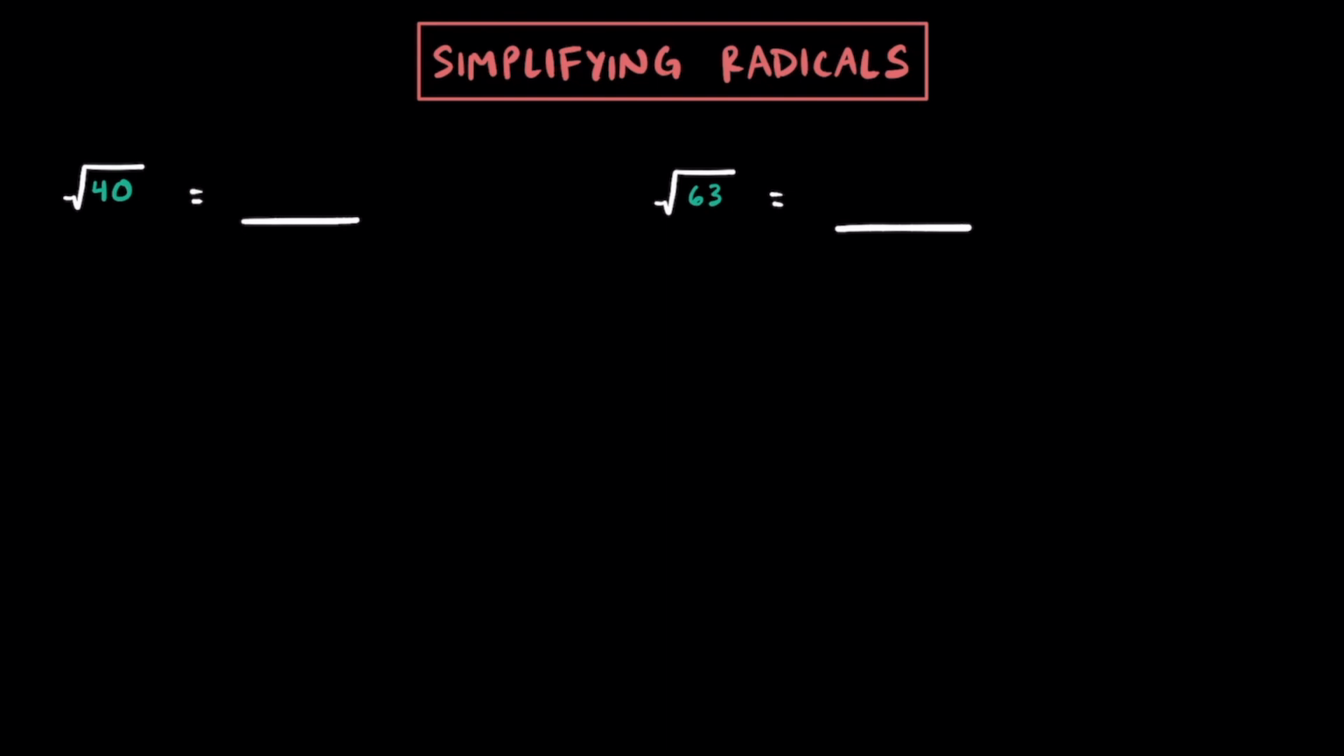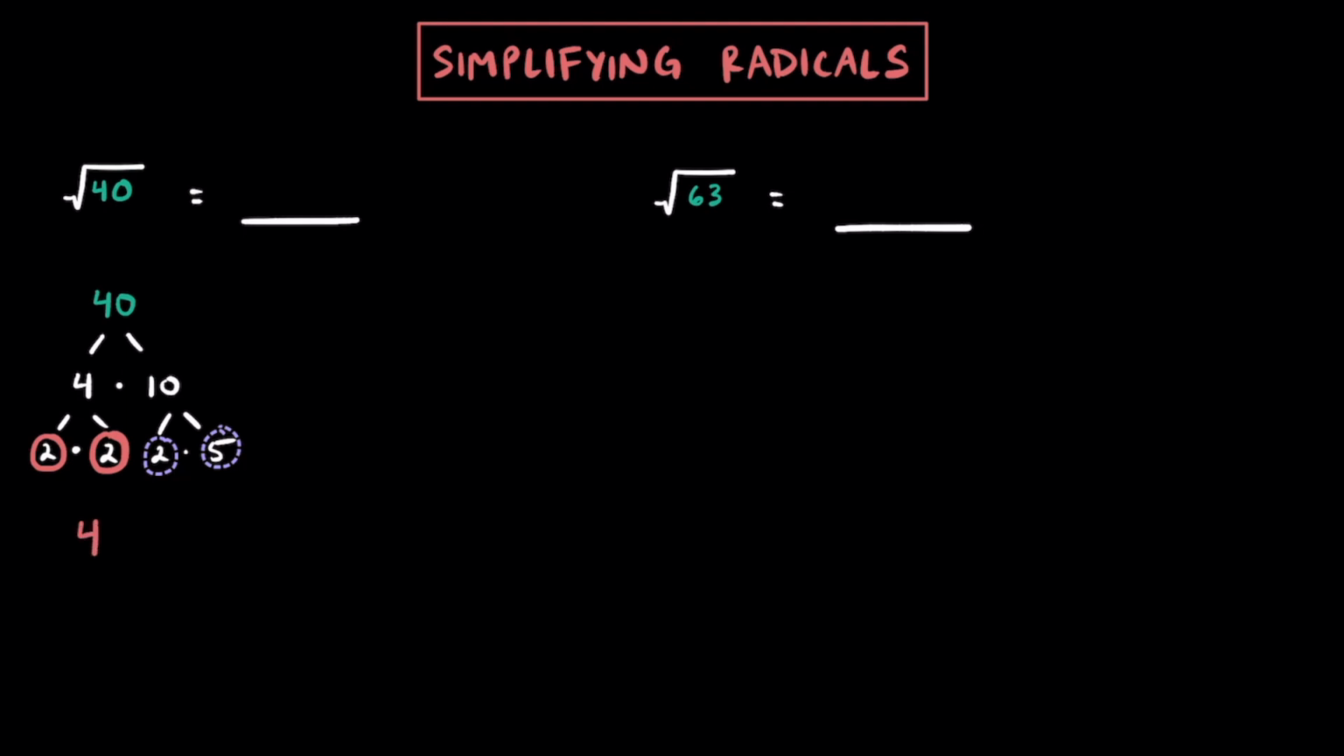Let's use some of our prior knowledge about prime factorizations to simplify these radicals since 40 and 63 aren't perfect squares. For the radicals to be fully simplified in this video, there can't be any perfect square factors inside of the radical. To simplify the square root of 40, let's start by drawing a prime factorization tree. Once you're finished with your prime factorization tree, go ahead and circle any primes, but circle any pairs first.